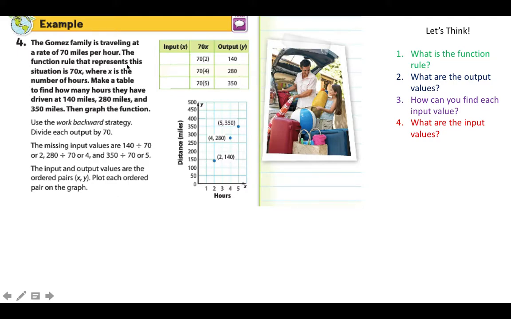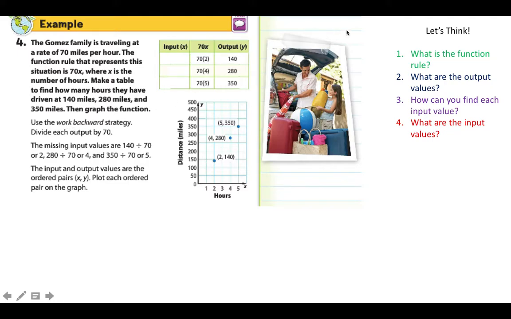The function rule that represents this situation is 70x, where x is the number of hours. So 70 is the miles per hour, x is the number of hours. Make a table to find how many hours they have driven in 140 miles, 280 miles, and 350 miles. Then graph the function. Oh boy, here's where those ordered pairs come in.